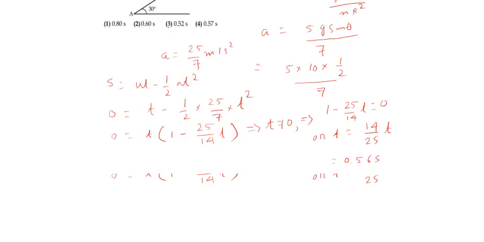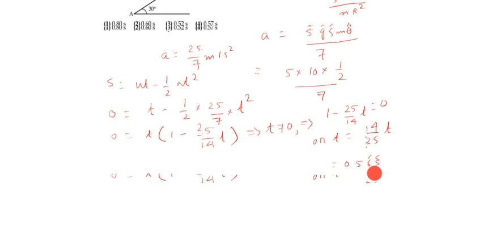Now, what are the options? Options are 0.8, 0.6, 0.5 and 0.57. So 0.57 is closest to 0.56. This will be the answer. Actually, the difference in the answer has come due to the approximation that we have taken, g as 10.